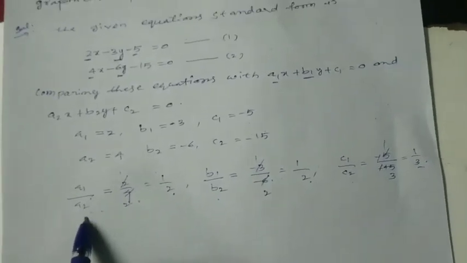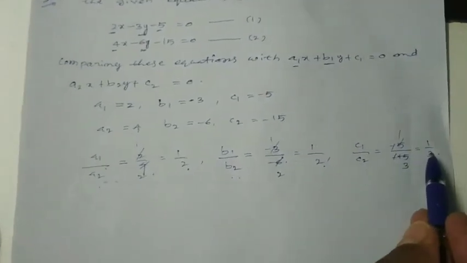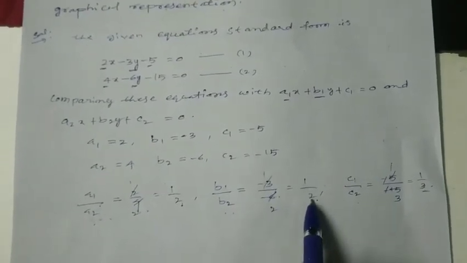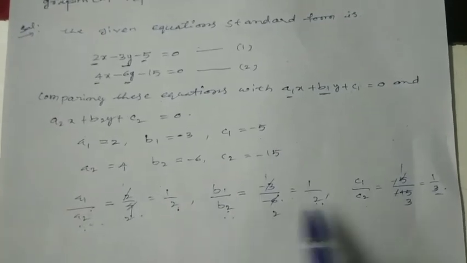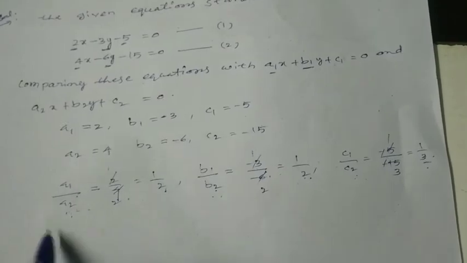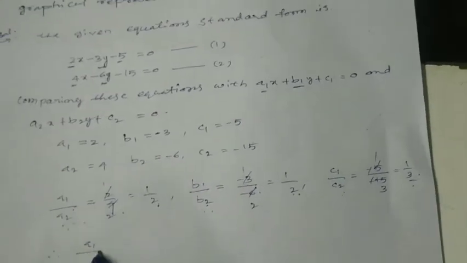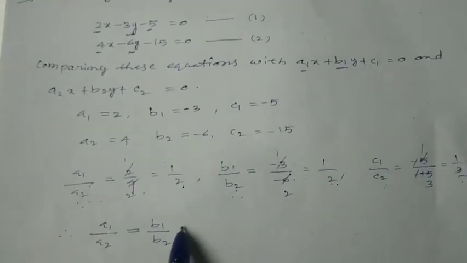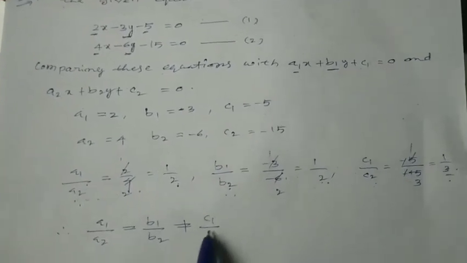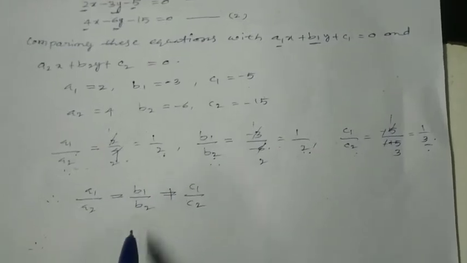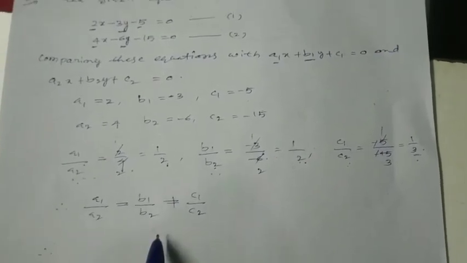Therefore a1 by a2 equals b1 by b2, not equal to c1 by c2. a1 by a2 equals 1 by 2, b1 by b2 equals 1 by 2, so a1 by a2 equals b1 by b2. But c1 by c2 equals 1 by 3, no? That's why not equal to c1 by c2. So this condition we know very clearly. These given equations are parallel lines.